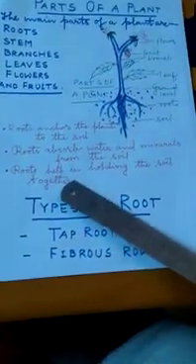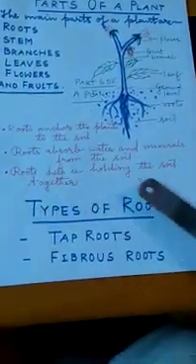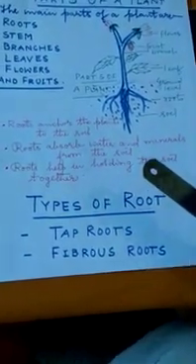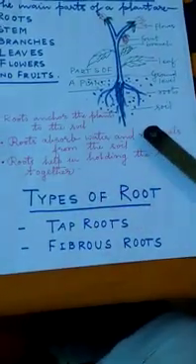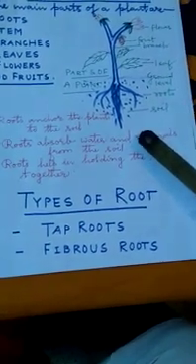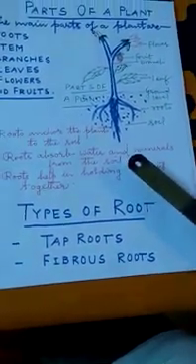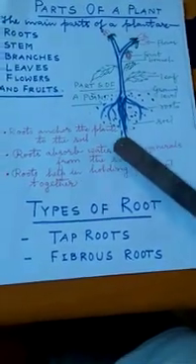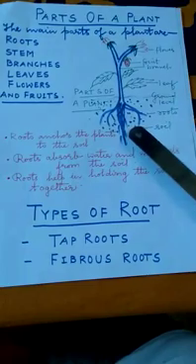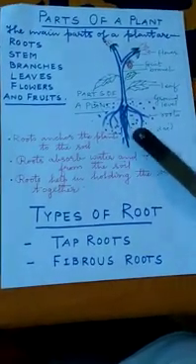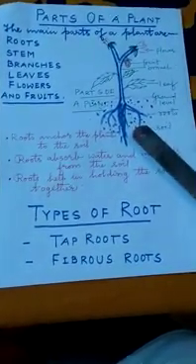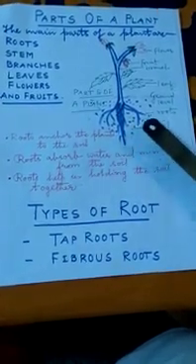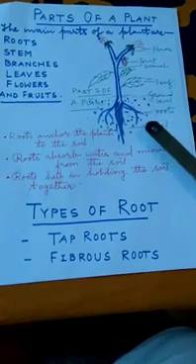Now the third function is roots help in holding the soil together. In this way, roots prevent the soil from being blown away by wind or washed away by water, and help in the conservation of soil, because the tip of the roots binds the soil and that prevents the soil from being eroded. And in that way, the roots help the soil in its conservation.